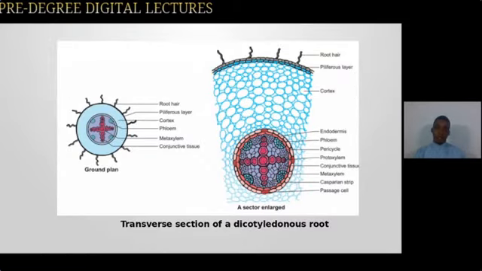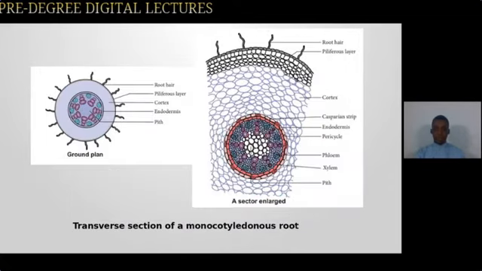Now we take a look at the transverse section of a dicot root. We can also see that the piliferous layer is the outermost layer. Then we see the cortex, the phloem, and so on. Then when enlarged, you can see the structures more clearly. Also, we see here the transverse section of the monocot root with an enlarged section showing the different features and supporting tissues.